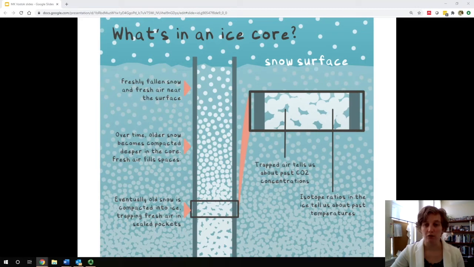On the right, you're looking at a very close-up image of air bubbles trapped in an ice core. On the left, you can see how the pressure of accumulating snow compresses ice particles deeper in the core over time. Eventually, the air bubbles are sealed off by ice, preserving the atmosphere of that moment.